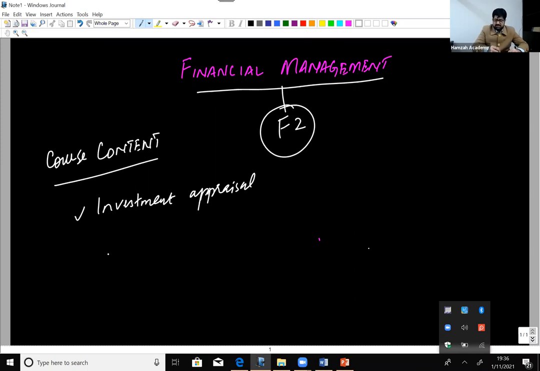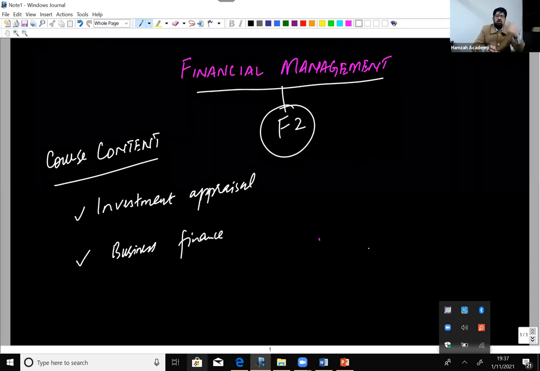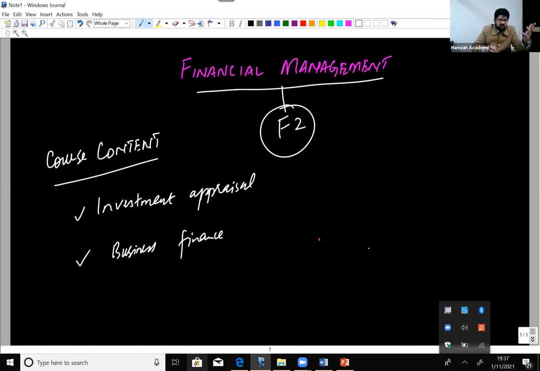The second is business finance. Again, a big section of your syllabus, which covers what the sources of finance available to a business are, how to calculate the cost of each source, the weighted average cost of capital, and a number of theories. We will be discussing it in detail.